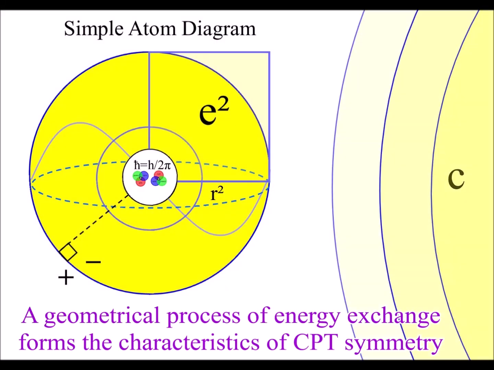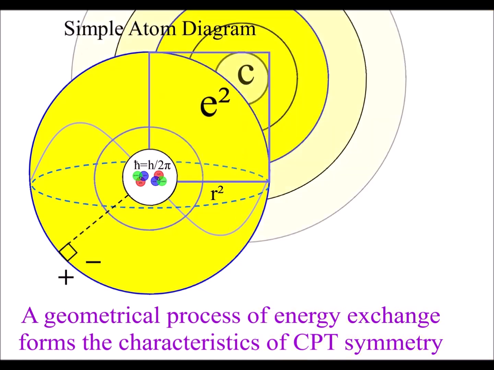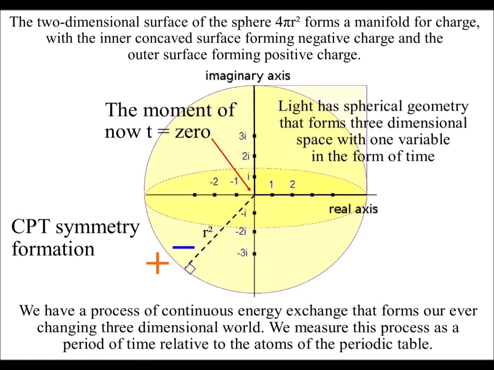The theory explained in these videos was not formulated to explain CPT symmetry, but as you can see from this diagram, in the spherical geometry of this process, charge C, parity P, and time T all share a common geometry that forms CPT symmetry. The two-dimensional surface of the sphere forms a manifold for charge, with the inner concave surface forming negative charge and the outer surface forming positive charge.